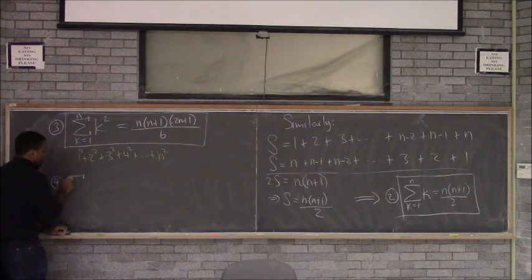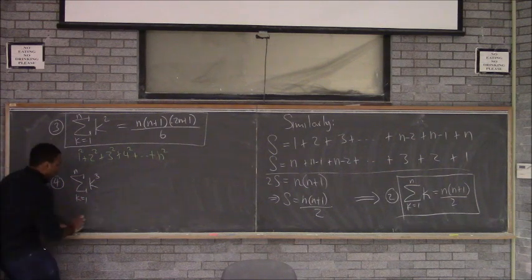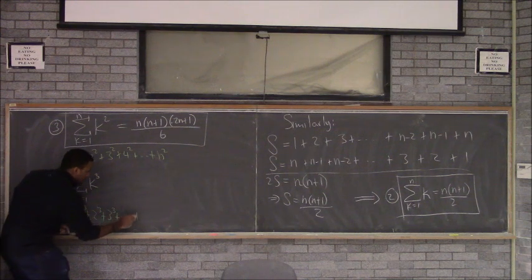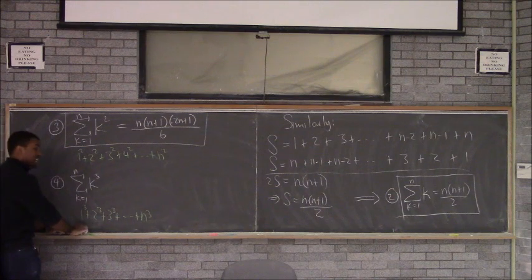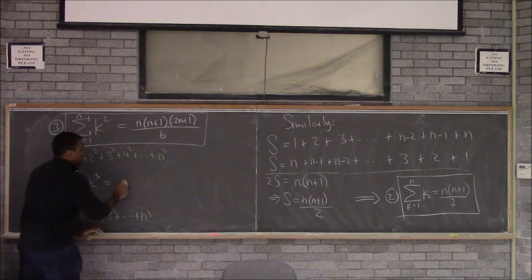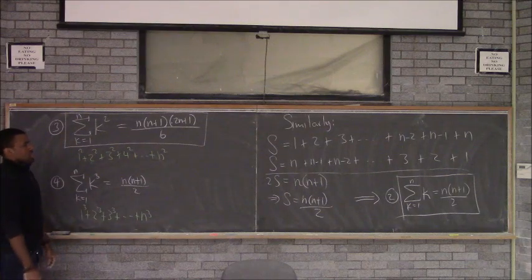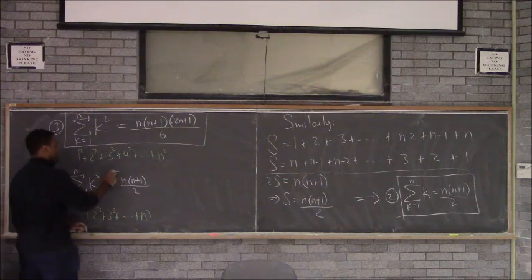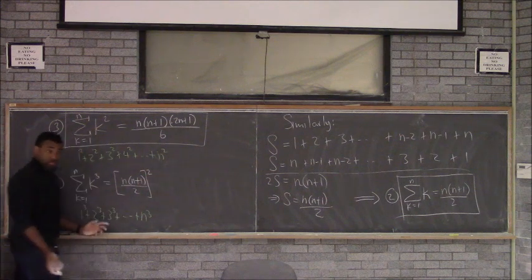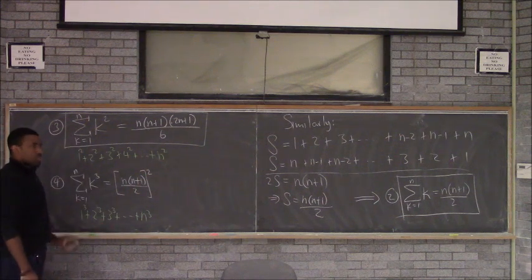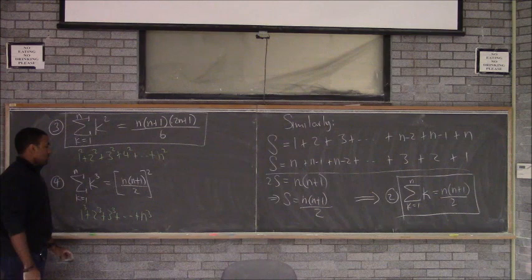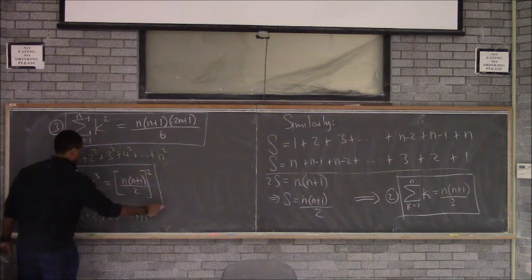Another one, the first n cubes. So you're adding up 1 cubed plus 2 cubed plus 3 cubed, all the way up to n cubed. What does that add up to? Well, curiously enough, it adds up to what the first n terms added up to, squared. That would actually be what it sums to. You should know that.